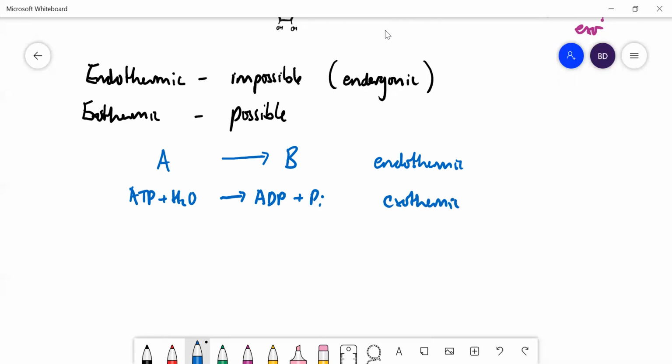So let's say that this reaction is endothermic. That's plus 20 kilojoules per mole. The plus tells us it's endothermic. And this reaction is exothermic. Let's say this is minus 30 kilojoules per mole.